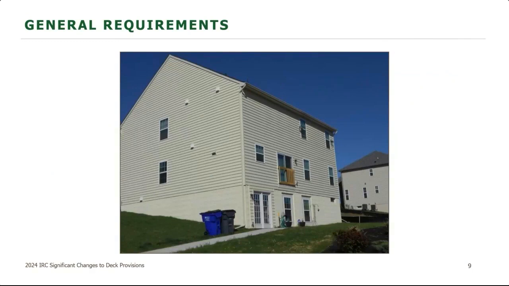So let's take a look at how that section may be related to a deck. Here's an existing house that was built under maybe the 2015 or 2018 IRC. That house can remain exactly how it was built. If the owner now wants to add a deck where those patio doors are on the first floor, I'm assuming that's a first floor with a walkout basement, the deck complies with the 2024 IRC and the house stays under the code under which it was built.